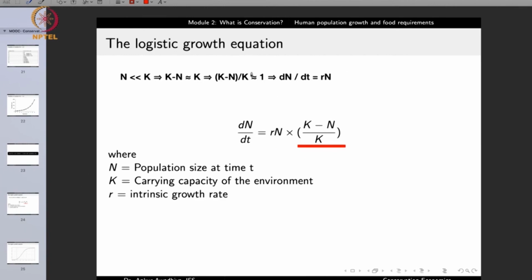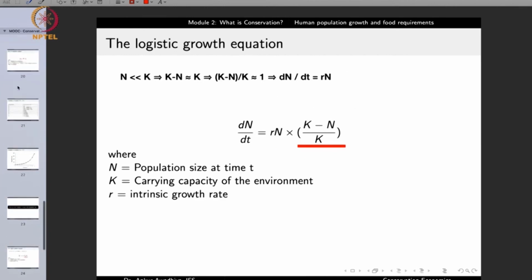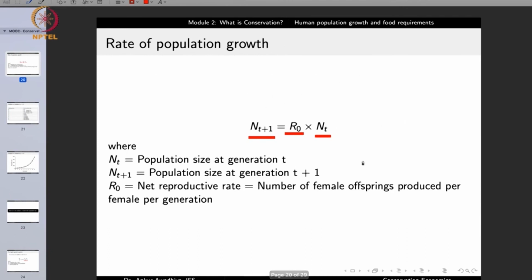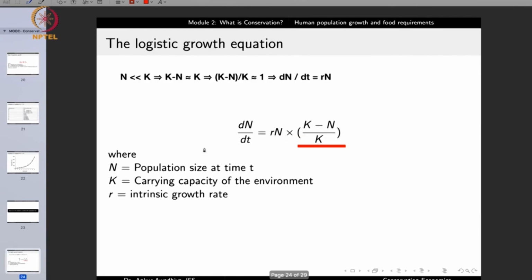The rate of increase is proportional to n, which is this one, that you will have an exponential growth of increase in the population. But then what happens when the population increases so much that it is now close to k? So let us look at the other extreme. The other extreme is that n has increased so much that it is now approximately equal to k.